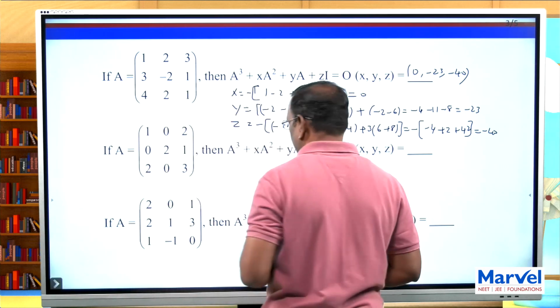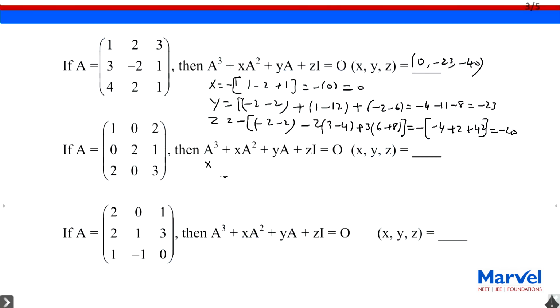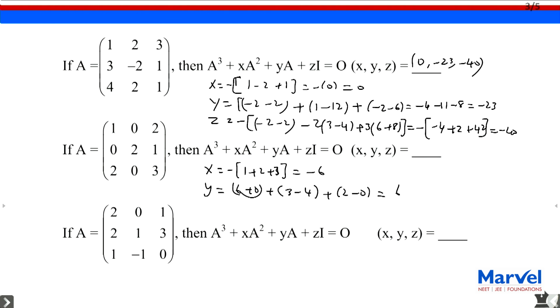Same short tricks I will apply for this second sum. x equal to 1 plus 2 plus 3 minus 6, and y equal to 6 plus 0, 3 minus 4, 2 minus 0, 6 minus 1 plus 2, 7, and z equal to minus of 6 plus 2 into minus 4, minus 8 minus 2 plus 2.